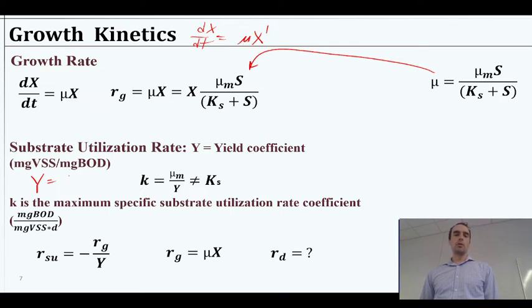The yield coefficient being the maximum specific growth rate coefficient divided by the maximum specific substrate utilization rate. So here's where I was talking about this k. It's a lowercase, no subscript. That's the one the book is referring to, say k is the maximum specific substrate utilization rate coefficient.